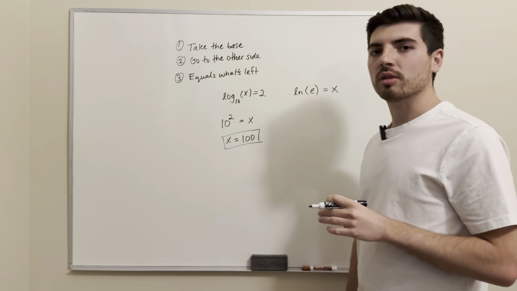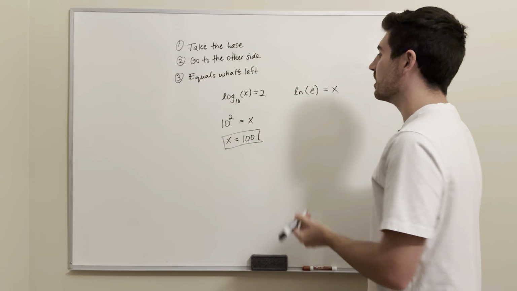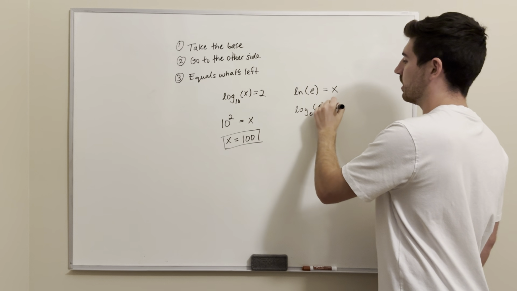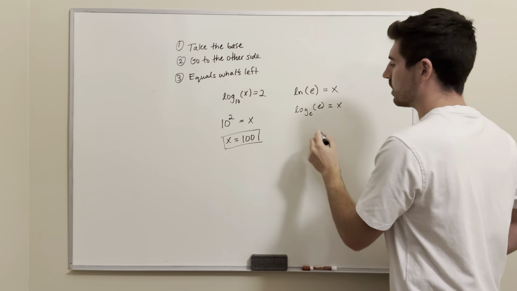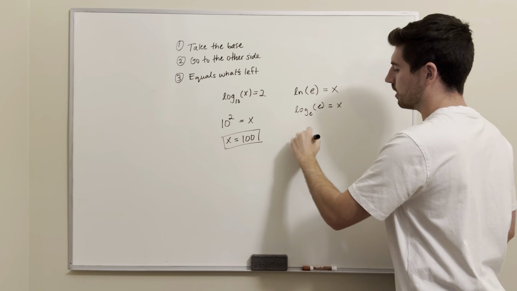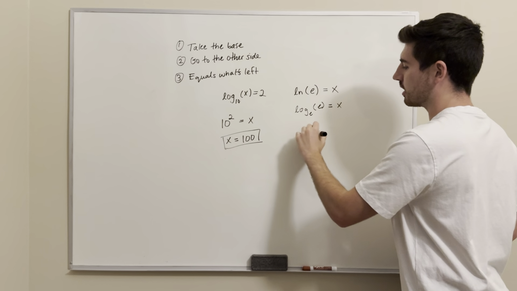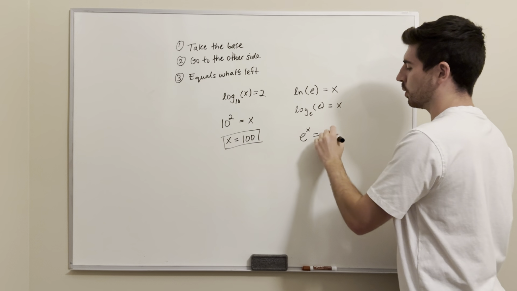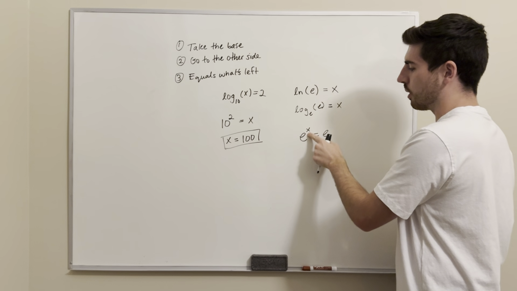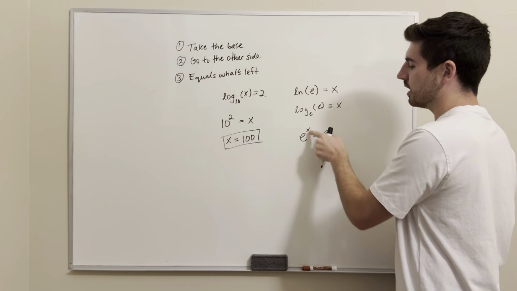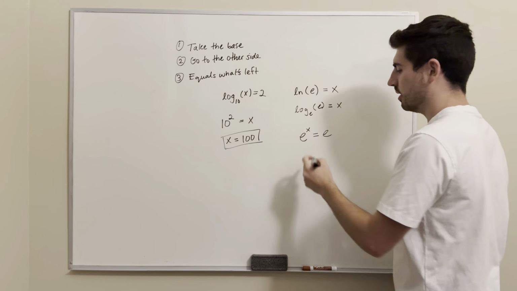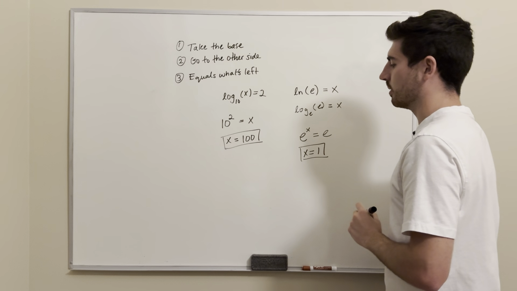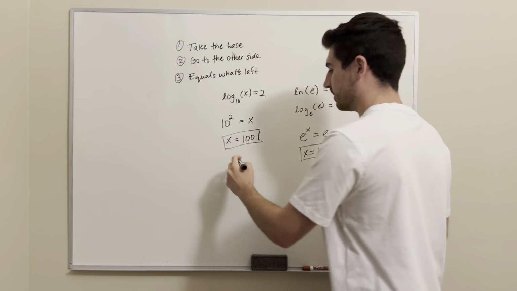Remember, a natural log is the same as log base e, so we can rewrite this as log base e of e equals x. So now we take the base, which is e, go to the other side, which is x, so that becomes our exponent, equals what's left, which is e. So what number, x, when we take e to that power, will give us e? Well, that's just 1. X equals 1.